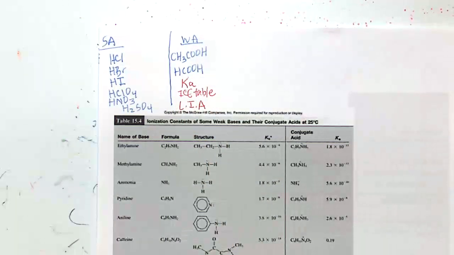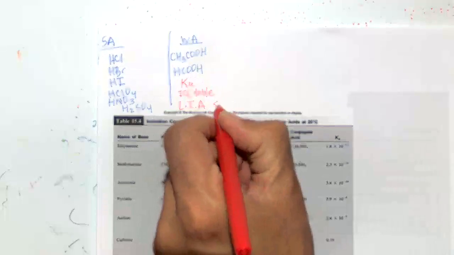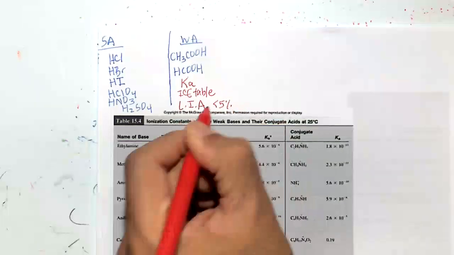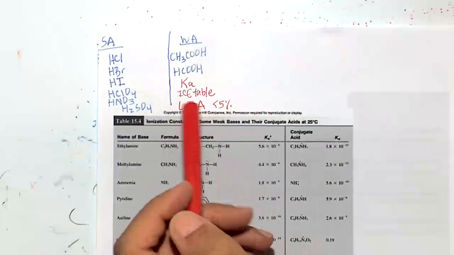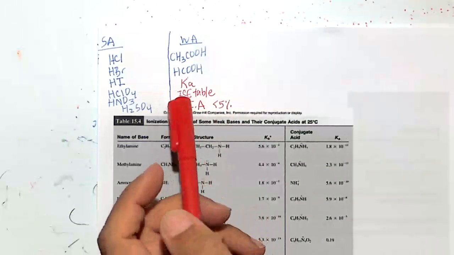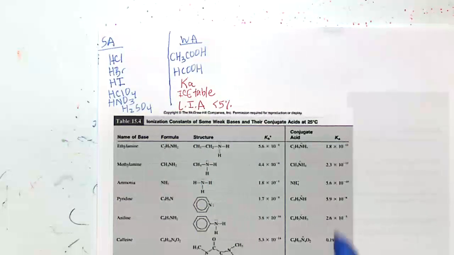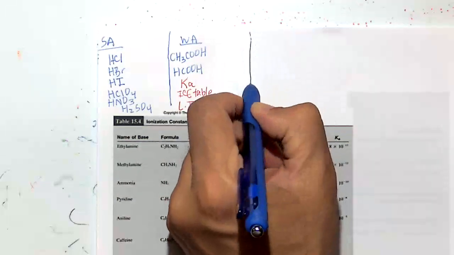What does LIA stand for? Low ionization assumption. Okay. And what's the threshold? Less than, very good, less than 5% ionization. Then you can use that. You can use this low ionization assumption on the exam. Okay, no quadratic on the test.